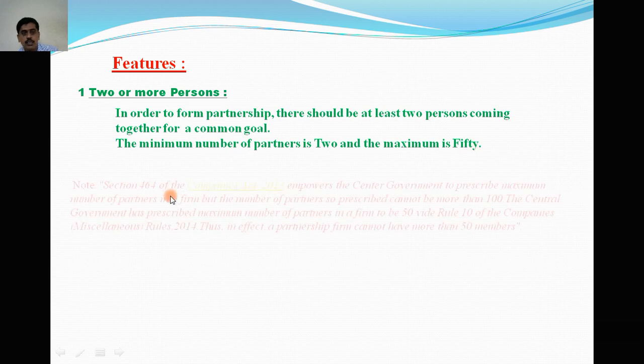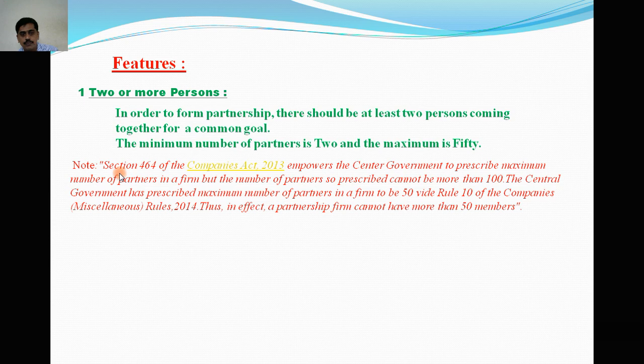You may even just see it. Section 464 of the Companies Act 2013 empowers the central government to prescribe maximum number of partners in a firm, but the number of partners so prescribed cannot be more than 100. And the central government in the year 2014 has fixed the maximum number of members to 50. Okay, this is for knowledge sake. You should know minimum is 2, maximum is 50.